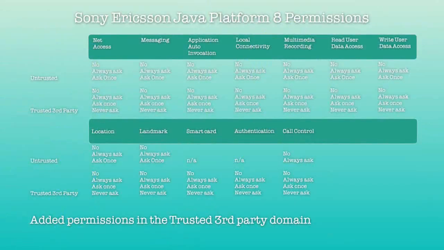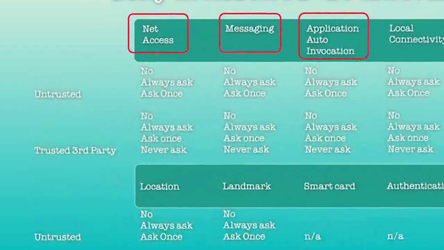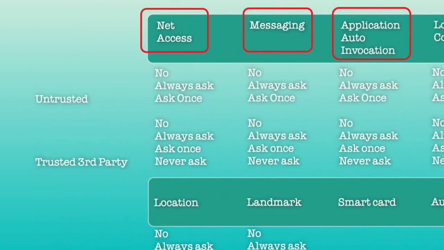There are different categories of system prompts in Java ME. For example, you will request access if you're using the internet, if you're sending an SMS, or if you are using the push register functionality in the phones. There are also different security domains in the phones. You have the untrusted domain and you have the trusted third-party domain.